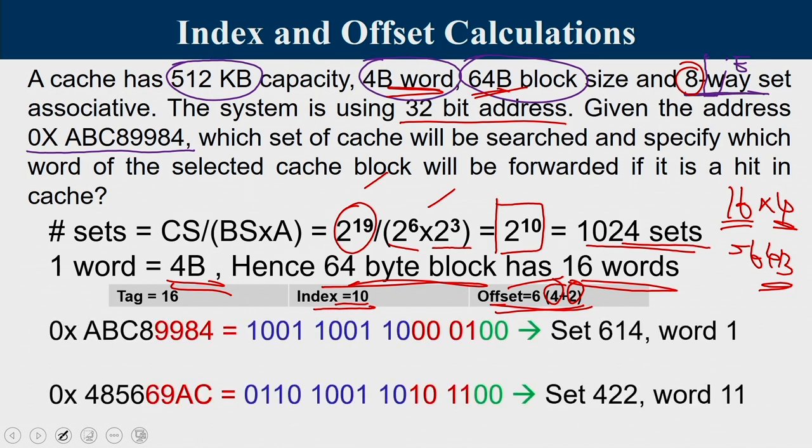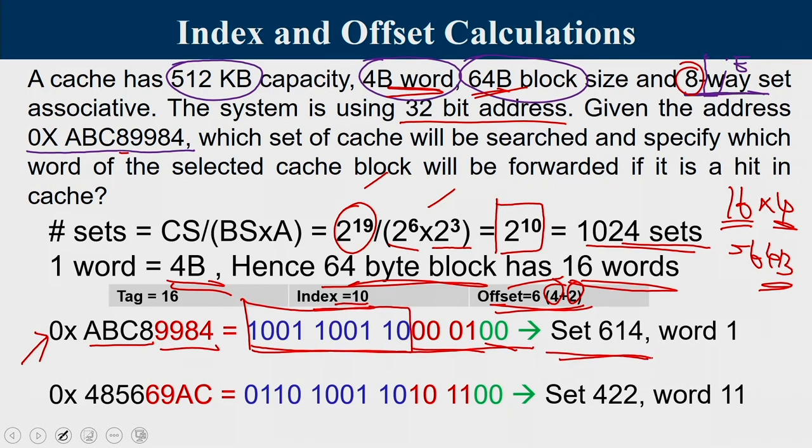Now, what we are asking is for the given address 0xabc89984. This address I have to split into 16, 10 and 2. This black portion indicates the tag. The remaining 9984 is a 16 bit value, since this is a hexadecimal representation, I am going to write that as a bit value. The first 10 bits shown in blue color indicate the set index, then the 4 bits in red color indicate the word number and the green color is the byte within the word. So, for this particular address, if you take the blue portion alone, then the decimal value is 614.